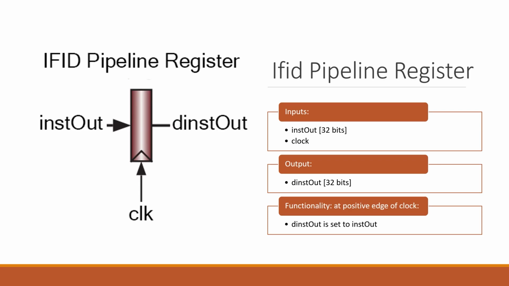Our next module is the IFID pipeline register. It'll take the inputs of the clock and instruction out, which instruction out is 32 bits wide. The output of this module will be D instruction out, which is also 32 bits wide. The D in D instruction out stands for decode stage, which is the stage that it's being fed into. The functionality of this module is that on the positive edge of the clock, the value of D instruction out is set to instruction out.